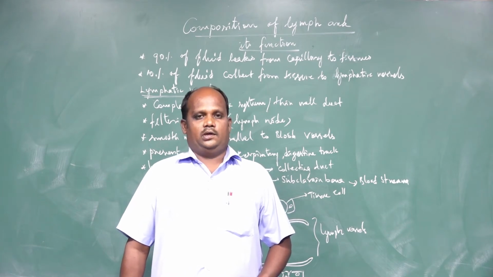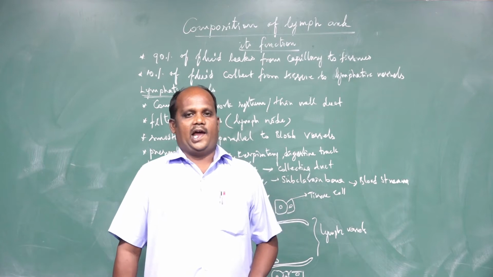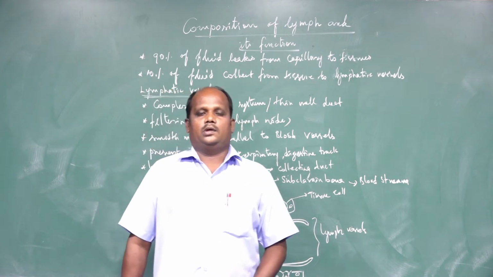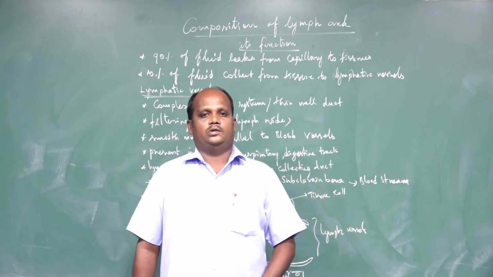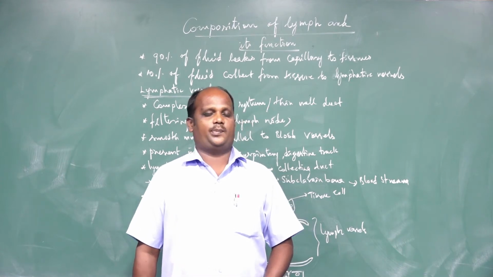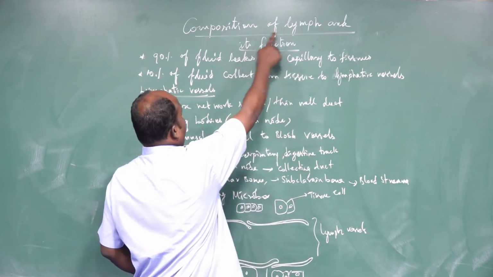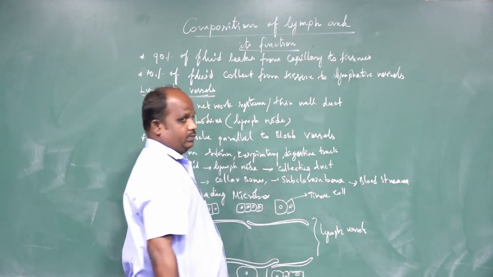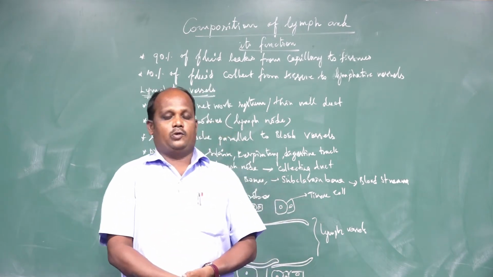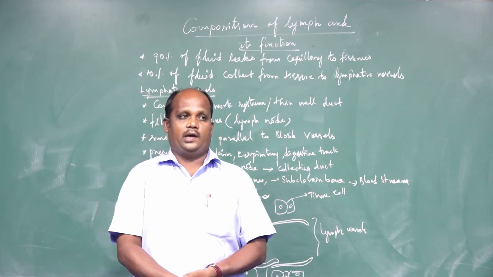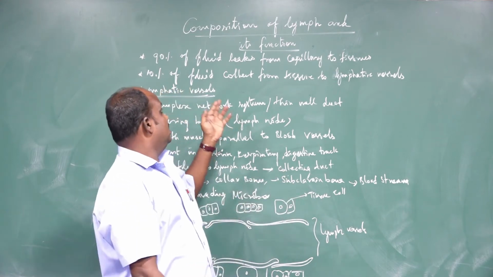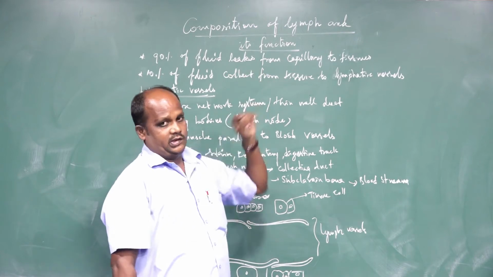I am a Zoology faculty. I am going to explain for you the 11th standard Zoology textbook, Circulation in Humans. The subtopic name is composition of lymph and functions. In my previous class I clearly explained the composition of blood groups, everything already explained for you. Today we are going to explain the composition of lymph and its functions.